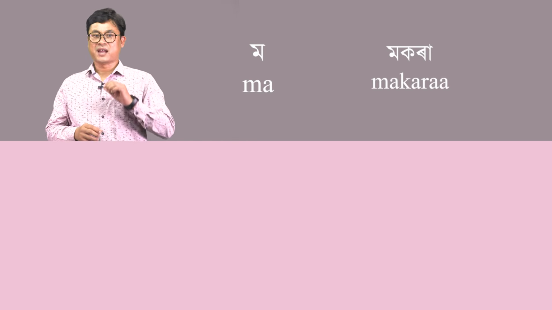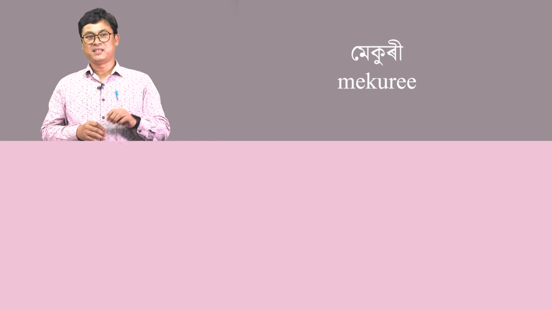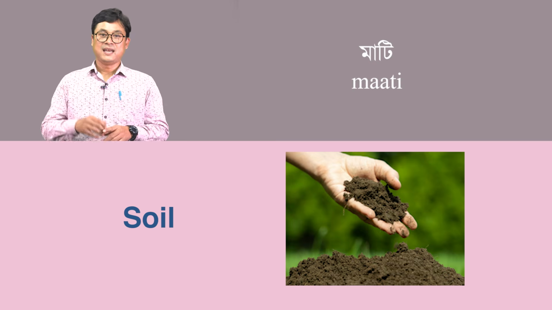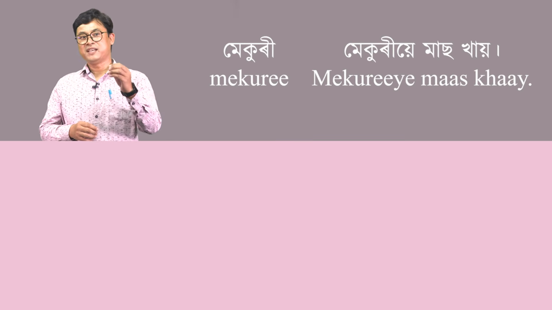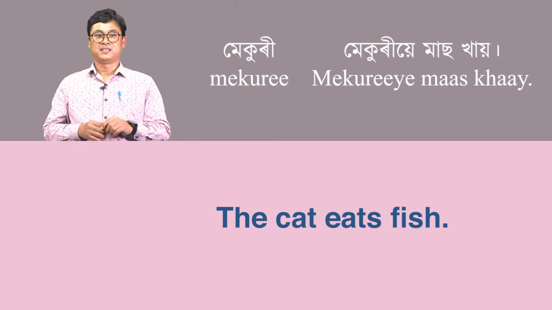Mo. Mo for mokora means spider. Mekuri, that means cat, and mati, which means soil. Let's make one sentence using the word mekuri. Mekurie mas khai. It means the cat eats fish.